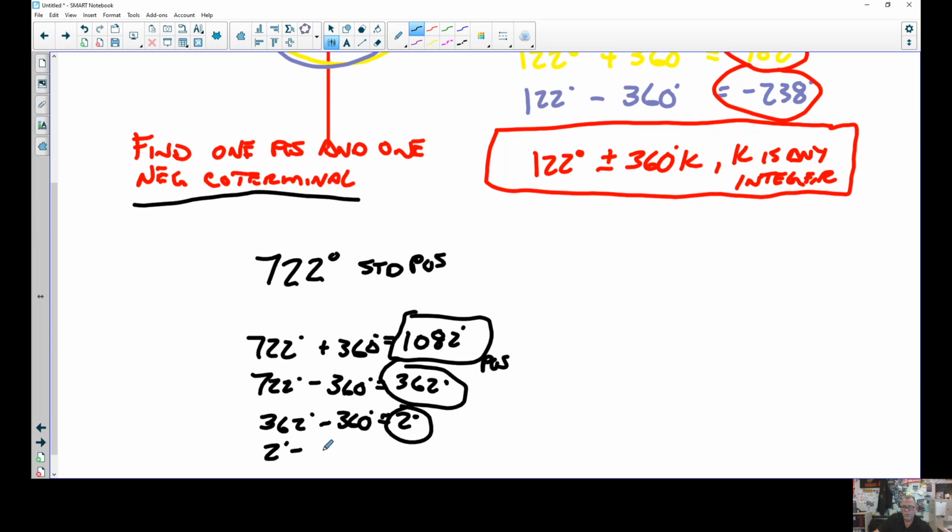2 degrees minus 360 degrees equals a negative 358 degrees. I finally have a negative coterminal angle. So I could use this one for negative and any of these other 3 for positive ones. All right, that's the idea of coterminal angle. It terminates at the same place, meaning it's a rotation forward or backward, clockwise or counterclockwise from the original terminal side. And you just add or subtract 360 until you get that.